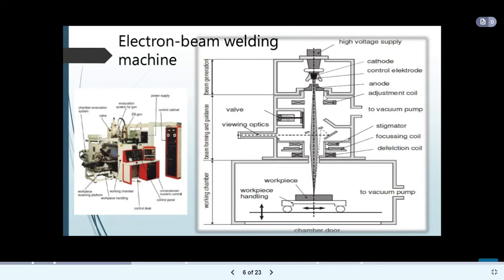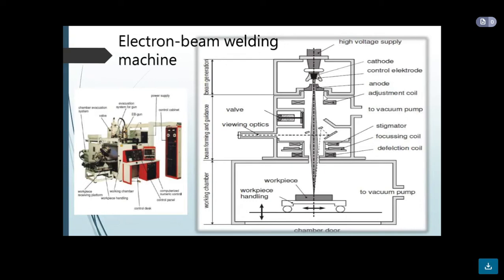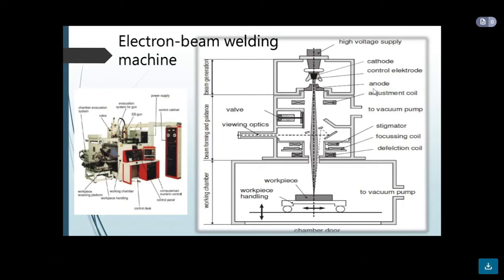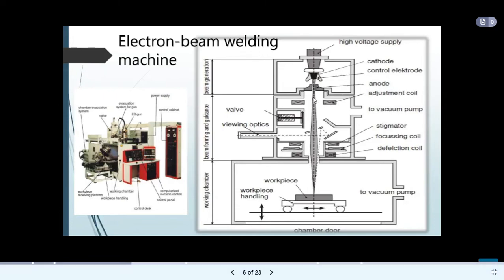What is the purpose of the cathode? The cathode is made up of a tungsten filament, and the purpose of the cathode is to generate, or produce, the electrons. What is the purpose of the anode? The purpose of the anode is to accelerate the electrons and give them a high velocity, and these accelerated electrons will pass through the hole of the anode.